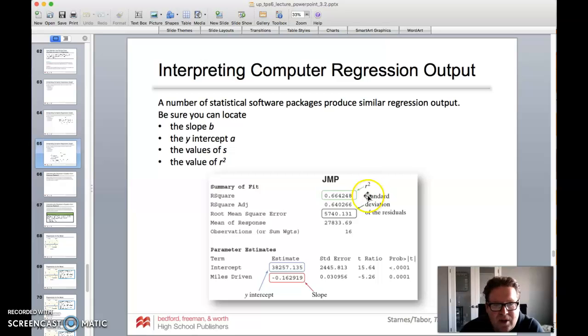There's another one, JMP, that we use too. You can see R-square right there, and the root mean square error is going to be your standard deviation on this one. Down here, you can see the intercept, the y-intercept, is 38,257, and the miles driven, the x variable, is your slope. That's how it's changing.